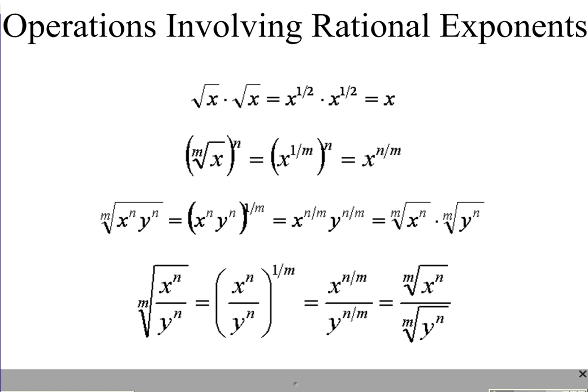The last property here, very similar to the previous one. Mth root becomes 1 over m as a power. Now we have an exponent raised to an exponent. So we multiply x to the n over m, y to the n over m. And now if I want to go back to radical form, denominator becomes the index on the radical, so the mth root of x to the n divided by the mth root of y to the n.